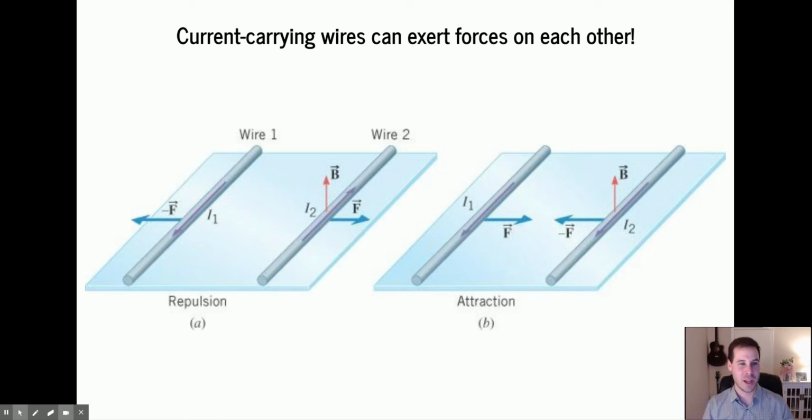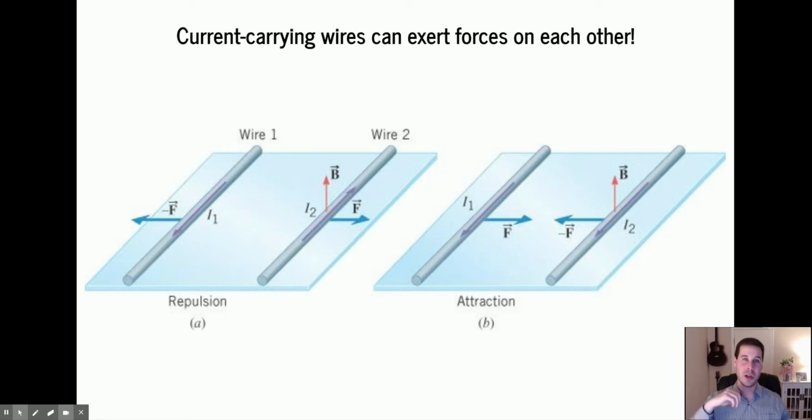In our minds. So on the left and on the right, there's the exact same scenario, the same setup, with two wires carrying current. But one diagram, A, has the current going in opposite directions, and B has them going in the same direction. And it's labeled as repulsion and attraction. And again, the title up above says current carrying wires can exert forces on one another.